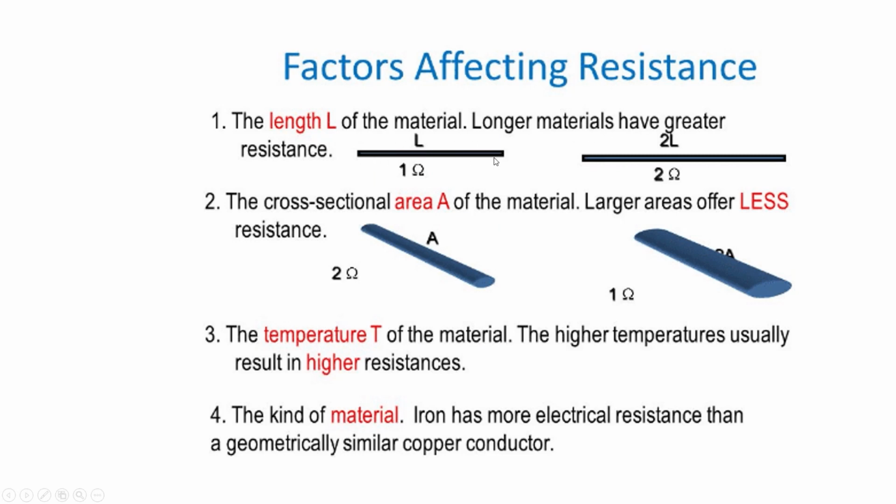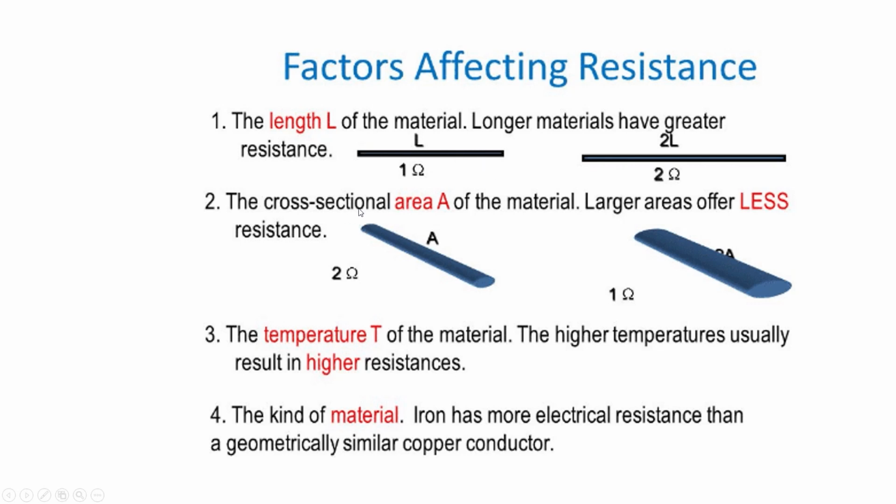If the length is very huge, definitely a large number of atoms would be there, and the opposition faced by the electrons would be greater. So if there is huge length, the flow of electrons will face more opposition because more atoms are there in the conductor.